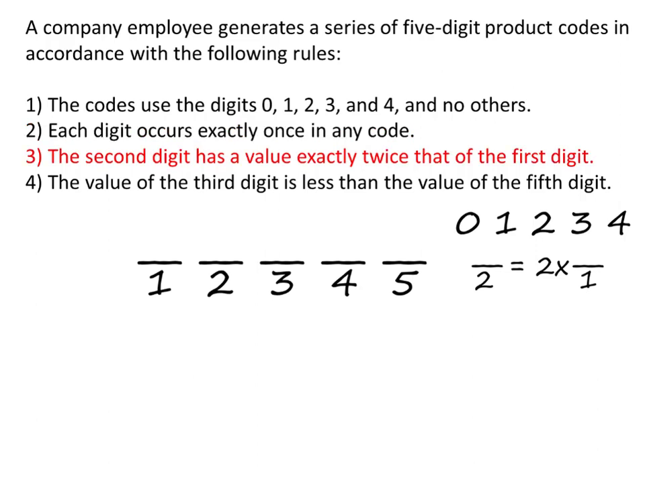Now the real rules start at rule 3. The second digit has to be exactly twice the first. Now numerically, there's only 2 ways that could work out. You need 2 numbers, one of them twice the other. So that could either be 1 and 2 or 2 and 4.